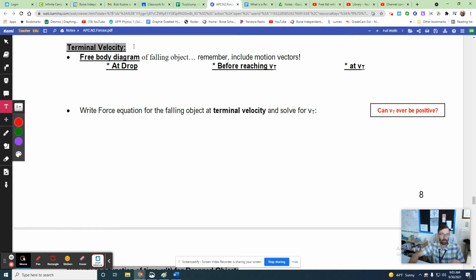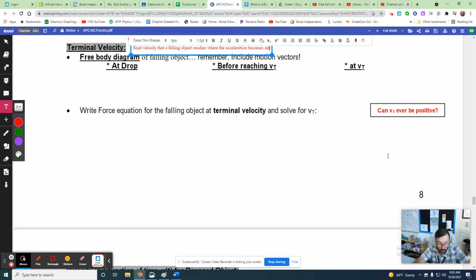So terminal velocity is the final velocity that a falling object reaches. You could say the max, well no, it's maybe not max velocity, reaches where the acceleration becomes 0.